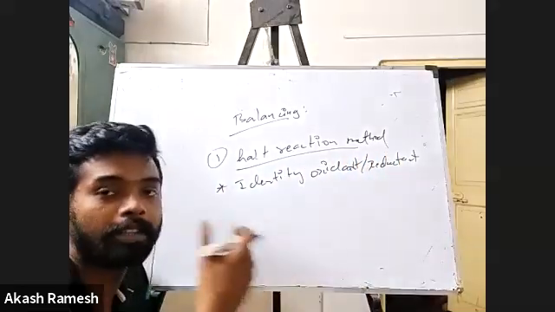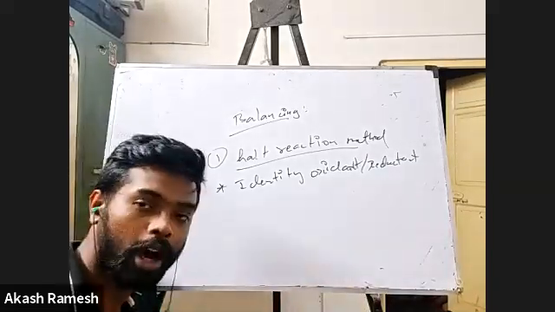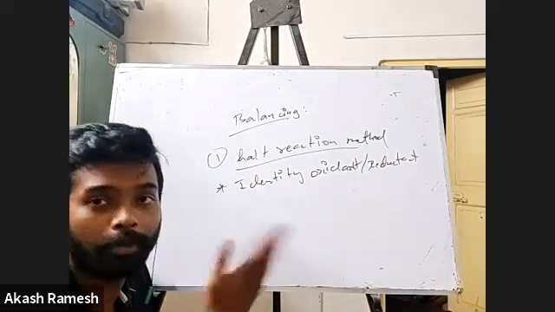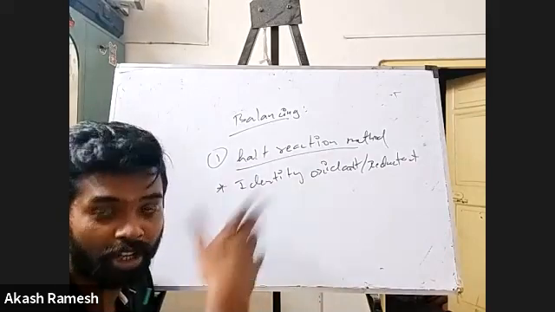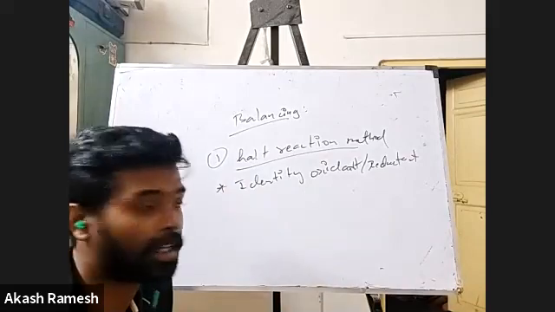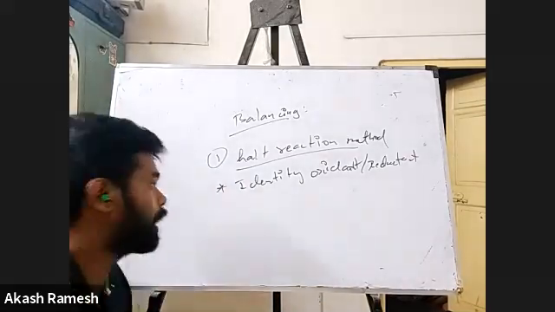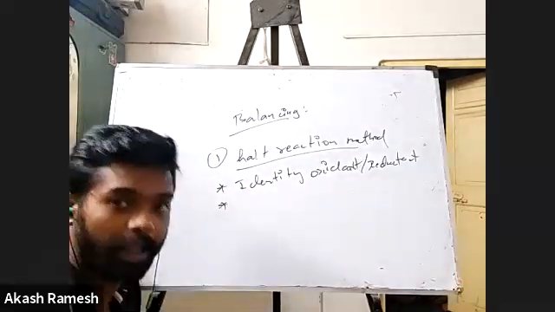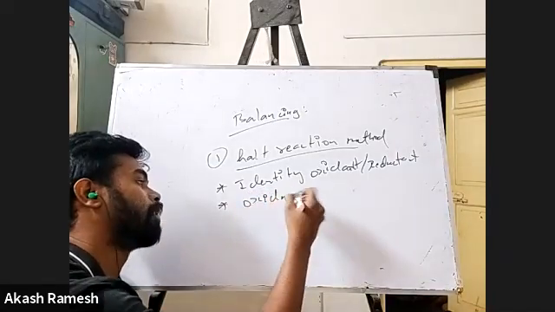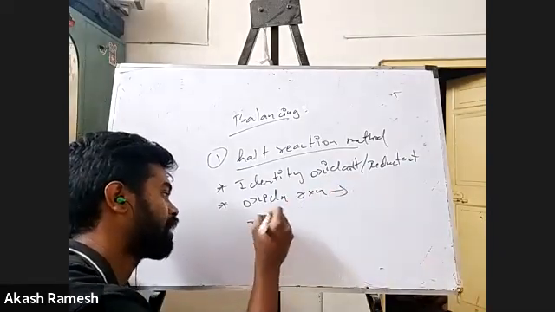Oxidant means the species which is undergoing reduction, and reductant means the species which is undergoing oxidation. That you first identify. You'll be able to easily identify it by checking whether the oxidation number is decreasing or increasing for a particular element. You'll be able to easily decide whether it's undergoing oxidation or reduction. Then what you're going to do is write the oxidation reaction separately, and then the reduction reaction separately.